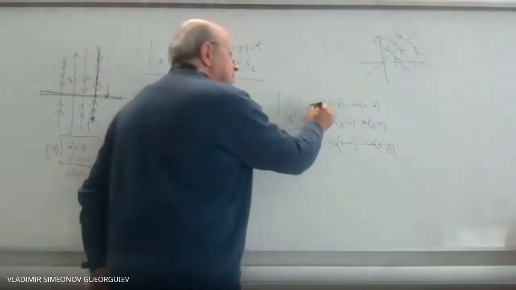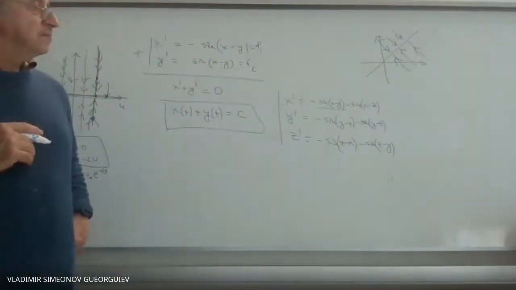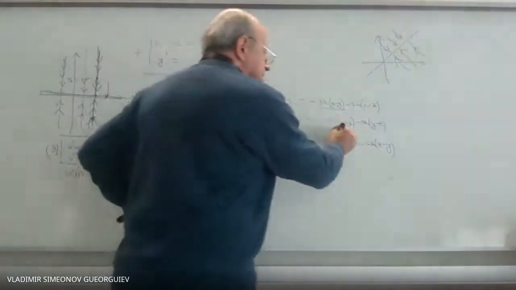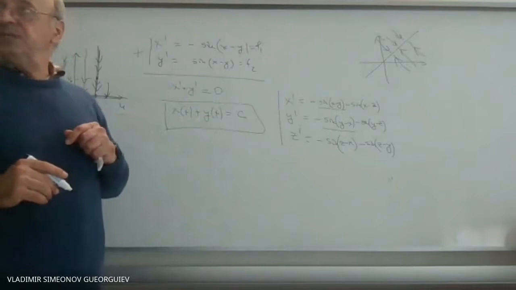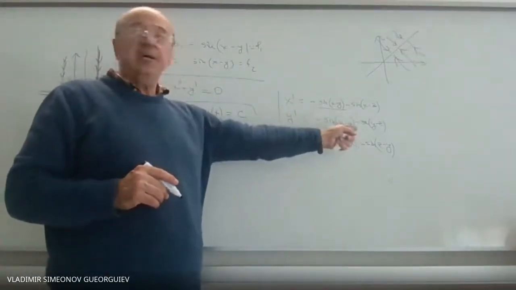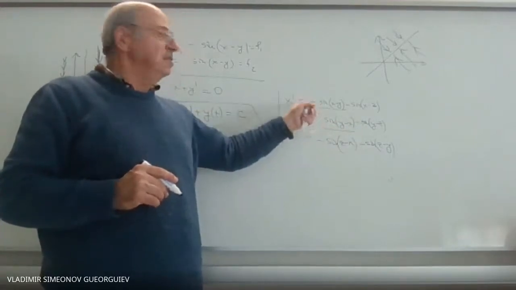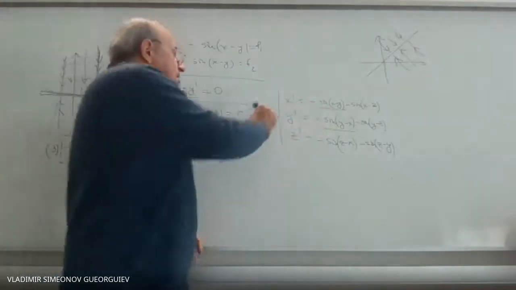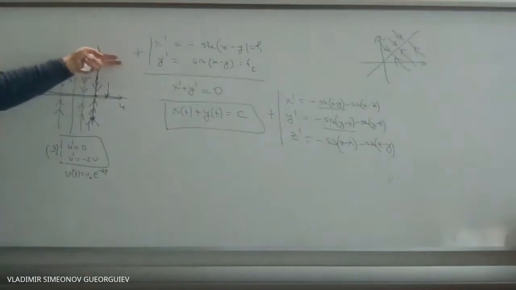You see, here I have minus sine x minus y. What do I have here? I have minus sine y minus x. Of course, if I exchange these two, x minus y, the minus shall be outside, and I shall have plus sine minus sine. So, if I repeat the same operation, the same addition, adding all equations, what will happen?